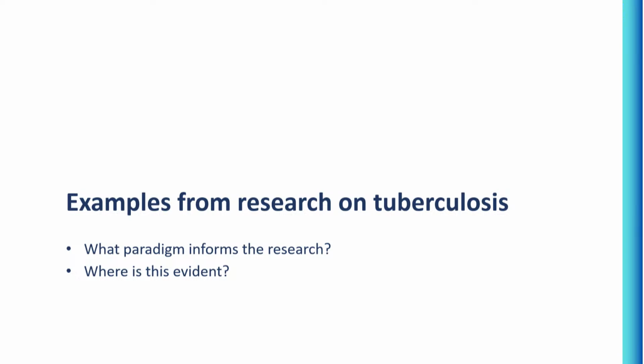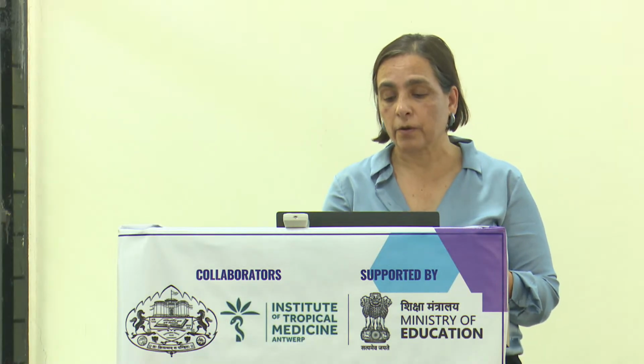Okay, so I'm going to take you through a couple of papers where it's going to be a bit strenuous because you're going to have to read online, which is never very fun, but I want you to try to think about what paradigm you think informs the research and where you see this. Okay, so remember we have positivist, we've got social constructivist, we have realist, and we've got activist. Okay? All right.